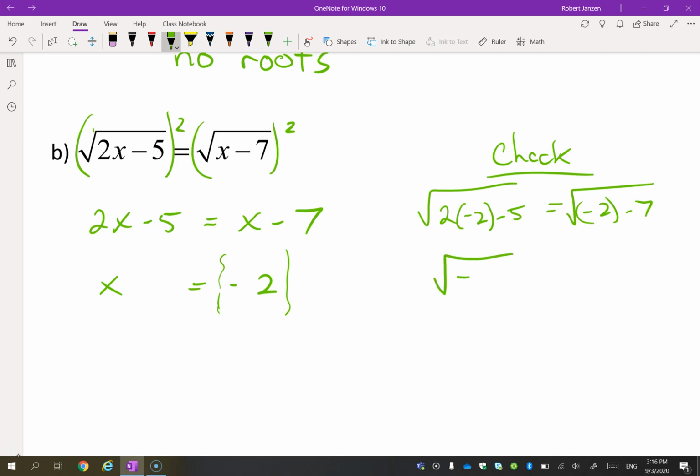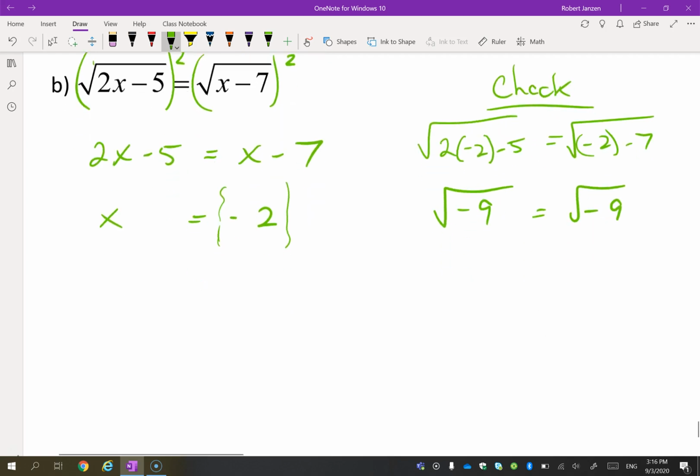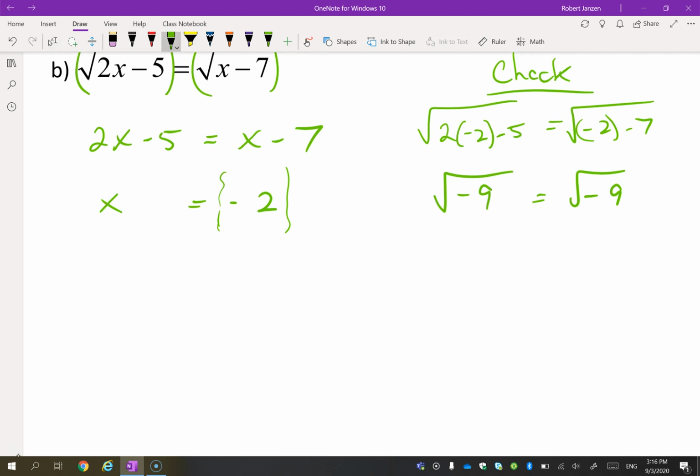Well, this is negative 9, and this is negative 9. And you're thinking, hey, this is good news. Those are equal. But you can't have a negative in a root. So what does this mean? Well, this is a little bit of a strange one. These are equal. But if you have a negative in there, you have a non-real number.